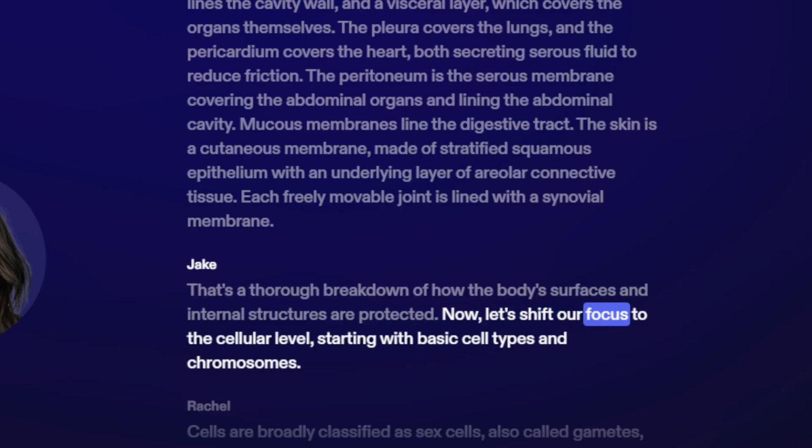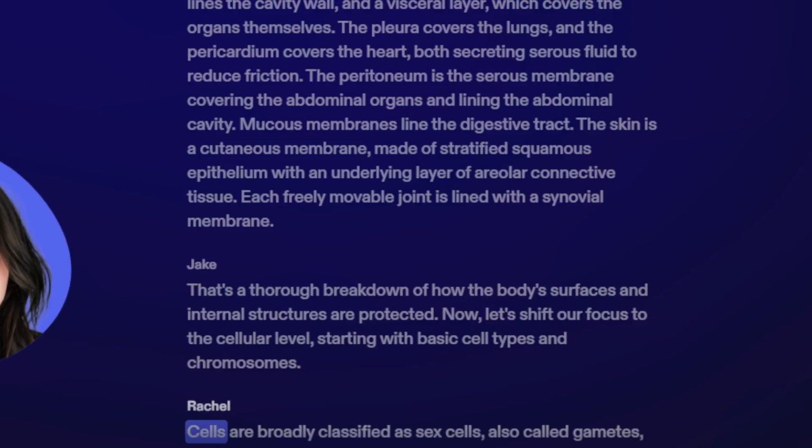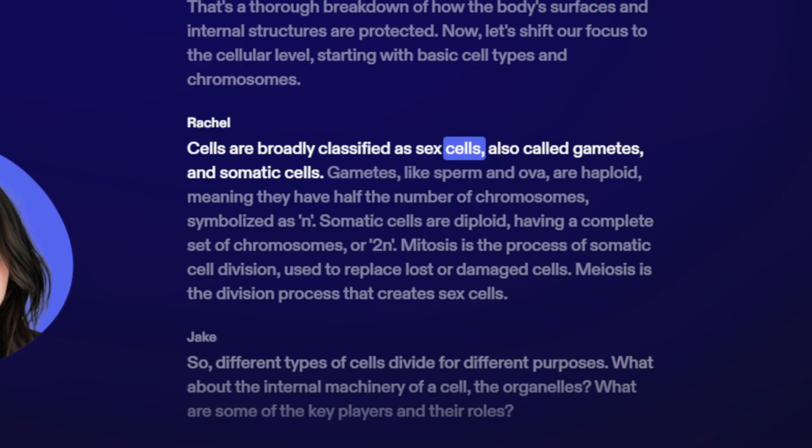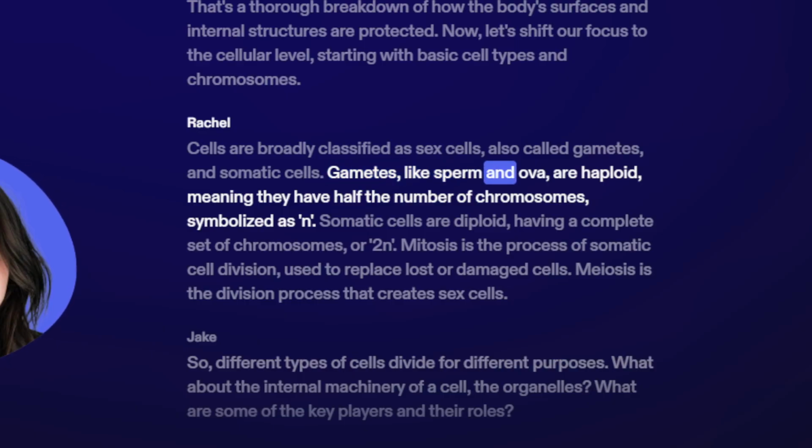Now, let's shift our focus to the cellular level, starting with basic cell types and chromosomes. Cells are broadly classified as sex cells, also called gametes, and somatic cells. Gametes, like sperm and ova, are haploid, meaning they have half the number of chromosomes, symbolized as N.